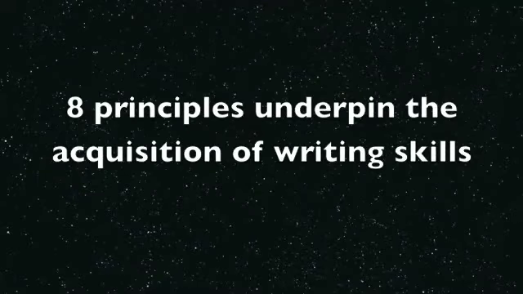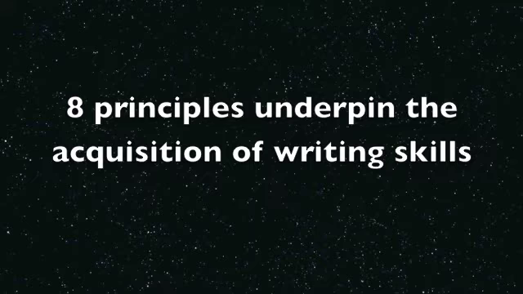Tompkins suggests 8 principles underpin the acquisition of writing skills and believes the main goal of writing instruction is ensuring all children achieve their full potential. The 8 principles are interrelated and interdependent. Some relate to the learning environment, while others outline the process of teaching and learning. Each principle has a direct influence on the development and achievement of writing skills.